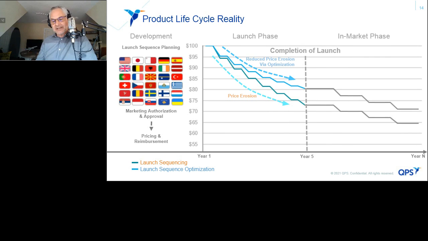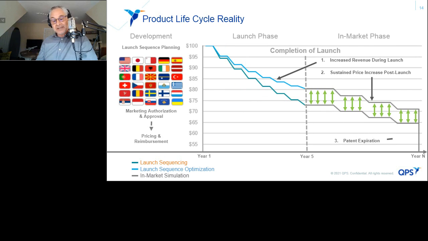Now, this is a highly valuable exercise to undergo, trying to achieve this optimization. The reason is that as we look through the launch itself and through the rest of the life cycle, two of the value drivers we can attain are the ability to increase revenue during the launch phase through optimization, and then the ability to create a sustained price increase when we finish the launch that then maintains throughout the rest of the product life cycle. So even small gains over the rest of the product life cycle in revenues generated can have really significant implications going forward.